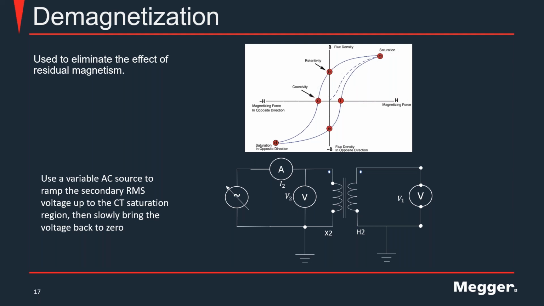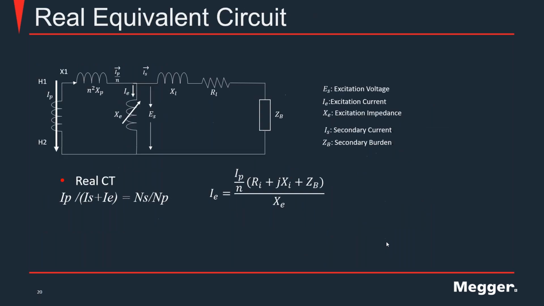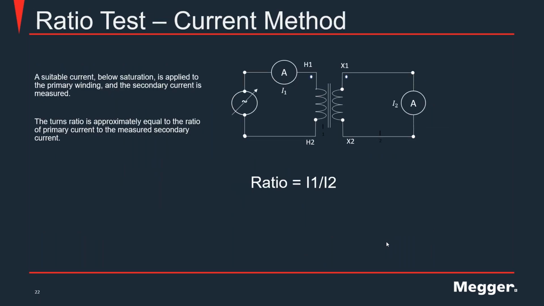Is it possible to conduct the ratio test by current method, Abel? Yeah, it is possible to do it. We mentioned that in the presentation. There's a slide here that shows you how to do it. However, if you have a voltage tester, it's easier. Let's say you need to test a 1600 to 5 CT. Supposedly you want to get 5 amps on the secondary. How much do you need to inject on the primary? 1600 amps.